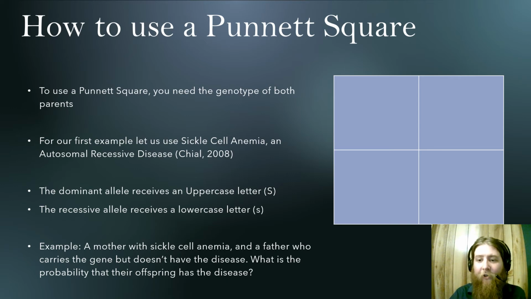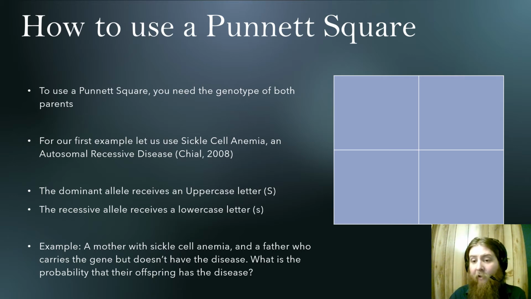So how to use a Punnett Square? To use the Punnett Square, you need the genotype of both parents. For our first example, we're going to look at sickle cell anemia. This is an autosomal recessive disease. That means that it would hide underneath a dominant normal trait. Now, autosomal, we have 2 types of cells in our body. We have autosomal, which is our body cells, and we have our sex cells, which are our gametes, sperm and egg.